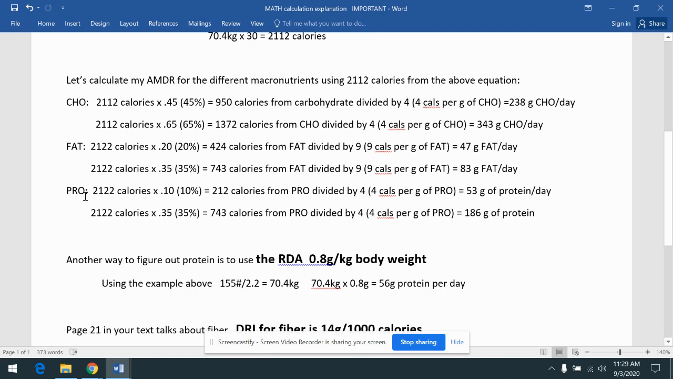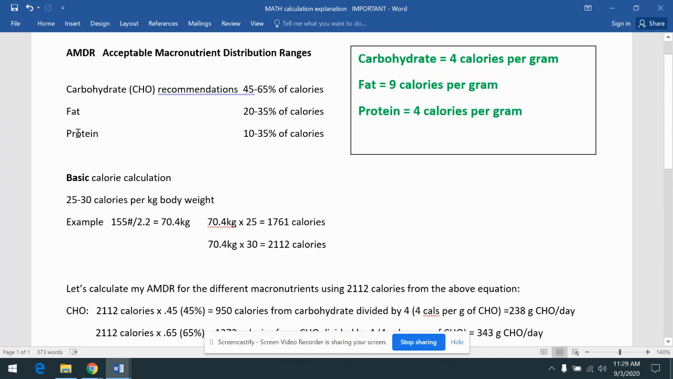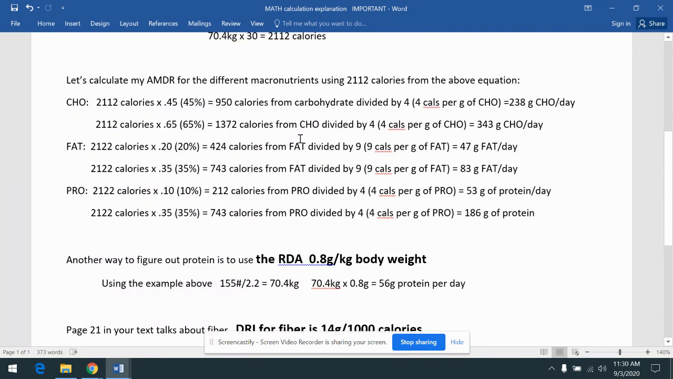So then I'm going to pick up with the protein, and I'm using that same calorie level to start. This time I'm multiplying by 10 to 35%. Again, why? Because the AMDR, acceptable macronutrient distribution range for protein, is 10 to 35% of calories.